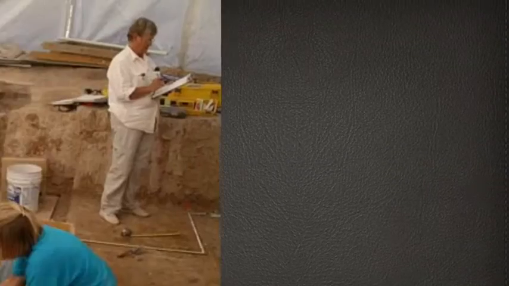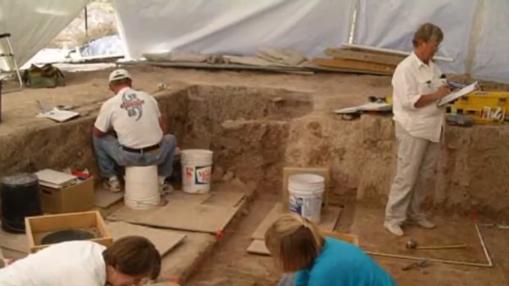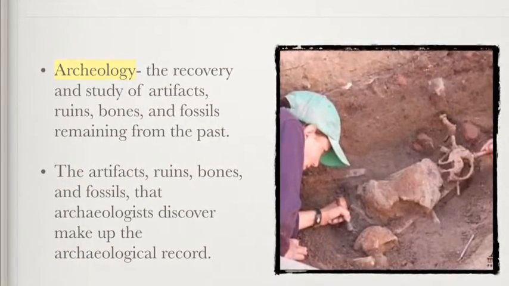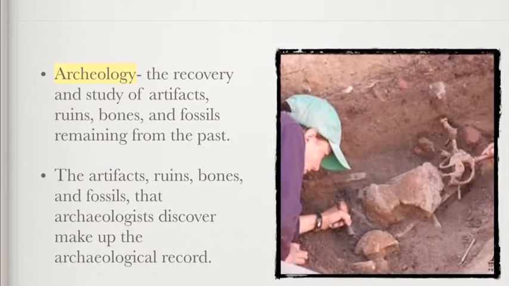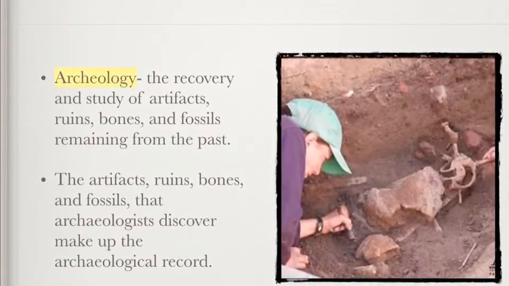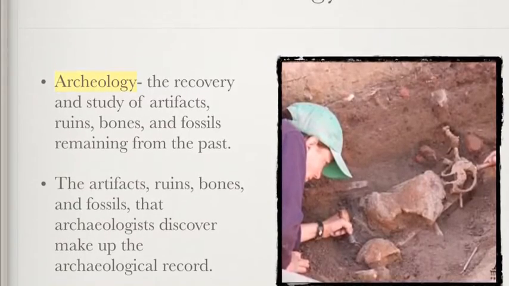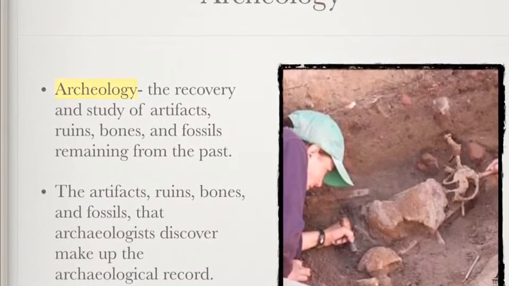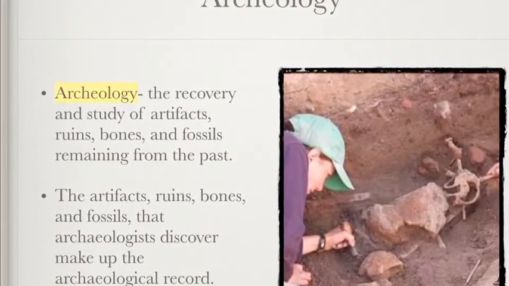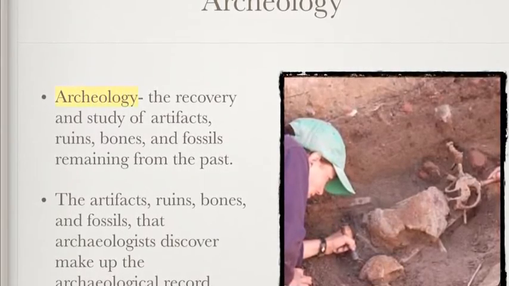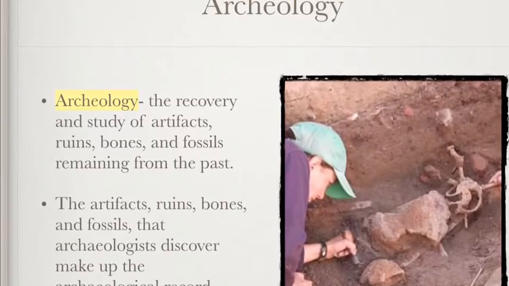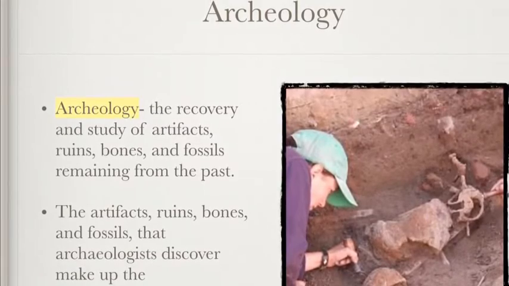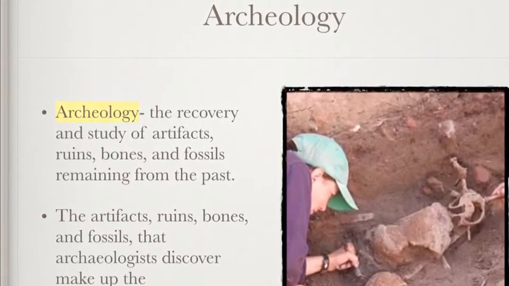So one way we can learn about prehistoric societies is by using a method called archaeology. Archaeology is the recovery and study of artifacts, ruins, bones, and fossils remaining from the past. Now, these fossils and bones that archaeologists study make up something called the archaeological record, and we'll get into this more in a little bit. But the important thing to know is that by studying the archaeological record, archaeologists can learn many things about people of the past, such as how they lived, what they ate, what diseases they had, and even how they died.